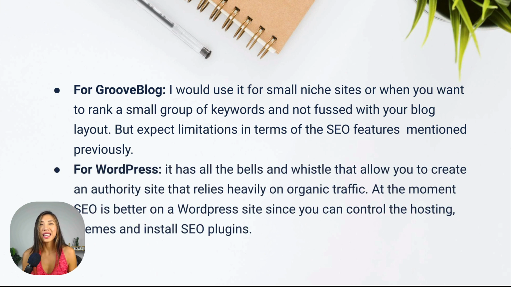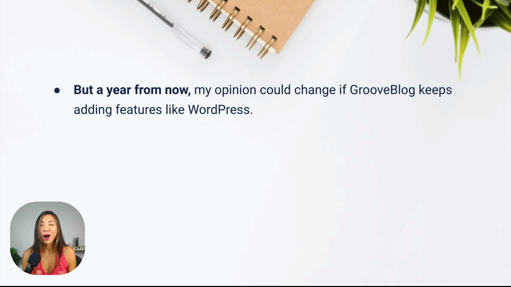For WordPress, it has all the bells and whistles that allow you to create an authority site that relies heavily on organic traffic. At the moment though, I think SEO and ranking is better on WordPress bar none, since you get to control the hosting, the theme of your WordPress website, and install third-party plugins for SEO that help the technical SEO component side. But a year from now, my opinion could change if Grooveblog keeps adding features like WordPress.